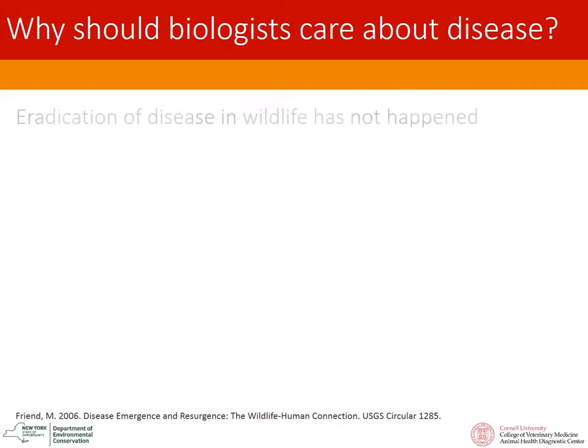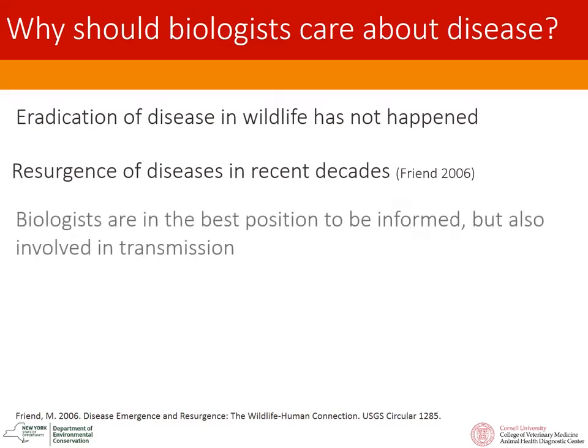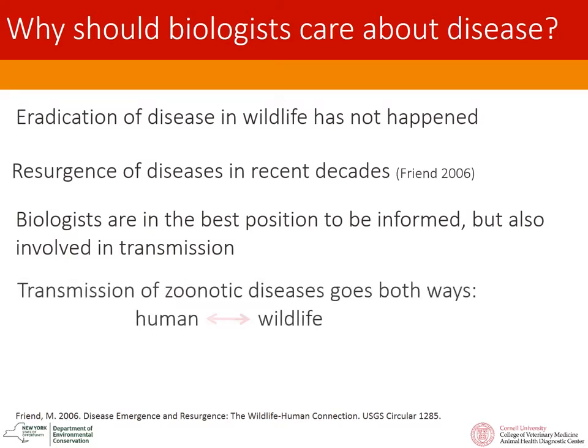Other things to think about is that eradication of disease in free-ranging wildlife has not happened. If anything, there has been a resurgence of infectious diseases since the 1990s. Fortunately and unfortunately, biologists are in the best position to be informed, but also to be involved in transmission. When we talk about diseases going between animals and humans, the term we use is zoonotic.